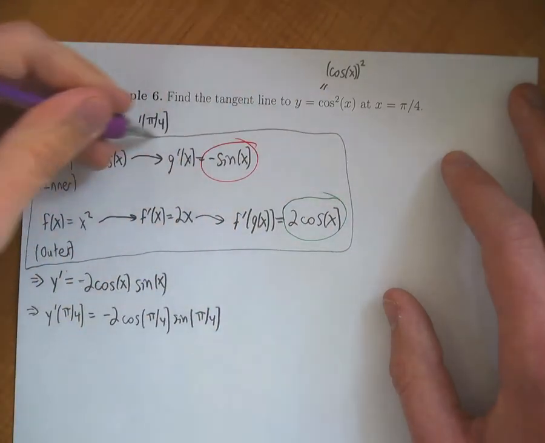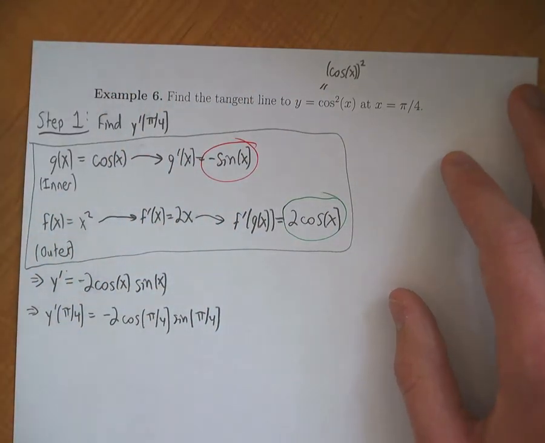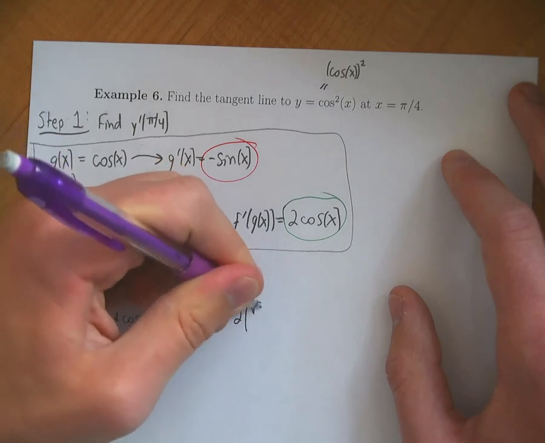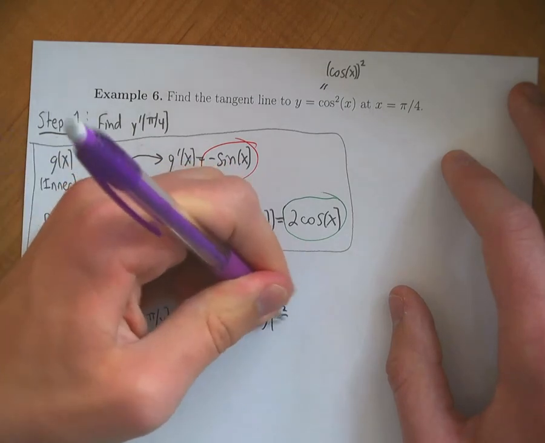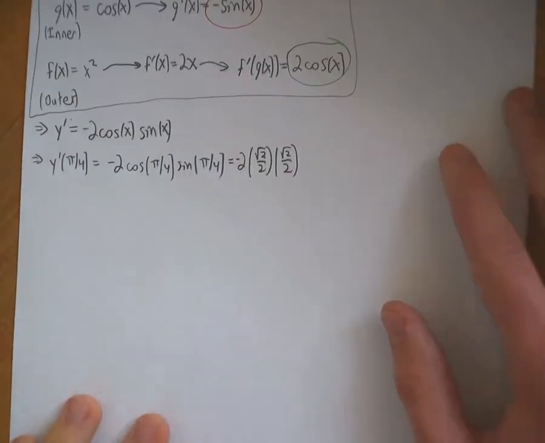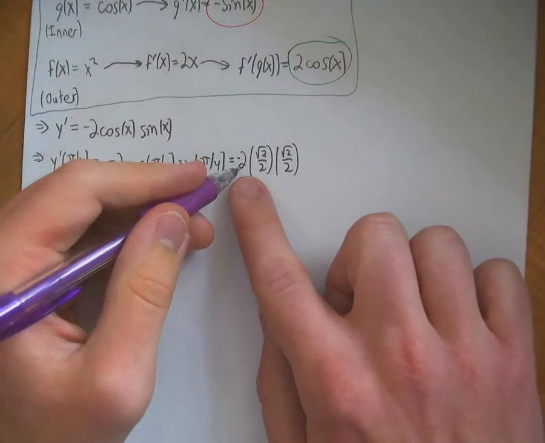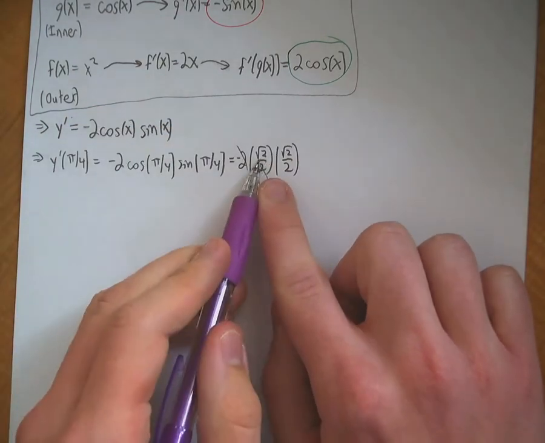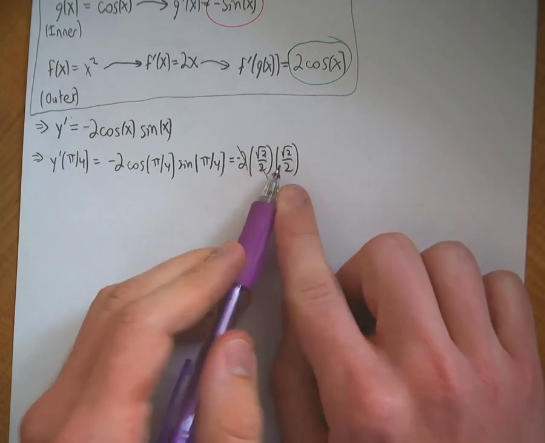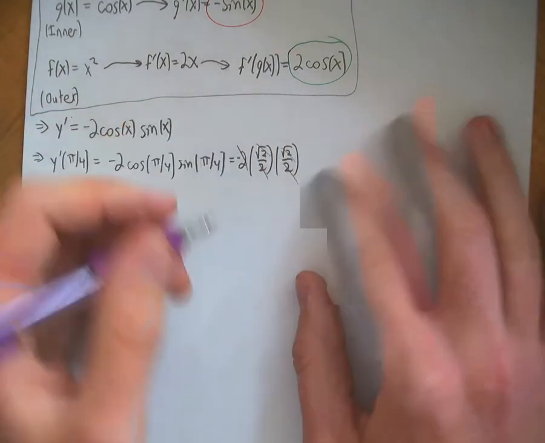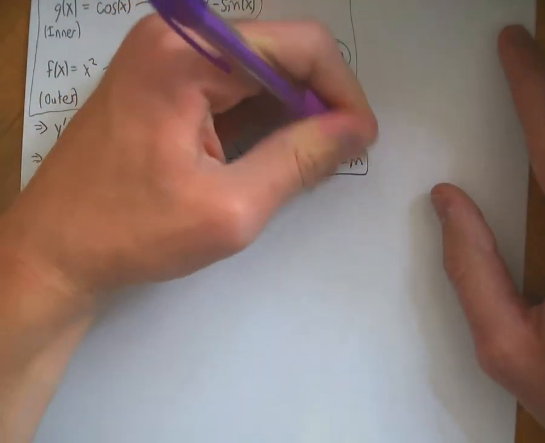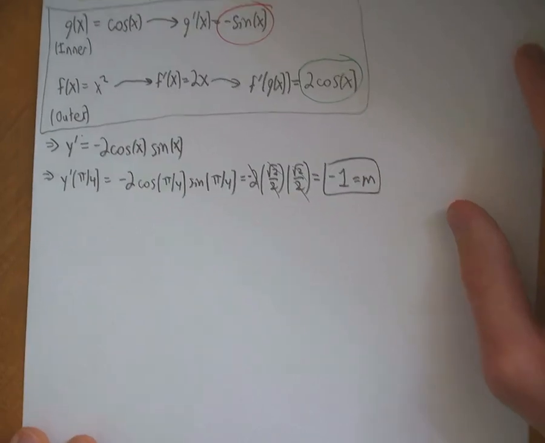If you harken back to the unit circle, what are those two values equal to? Root 2 over 2. Good. So you have negative 2 times root 2 over 2 times root 2 over 2. On one hand, you have 2 divided by 2, so these cancel out. But wait a minute, square root of 2 quantity squared is just 2. So these cancel with the 2 down here. Ultimately, you're just left with negative 1 as your slope. So all that's step 1.